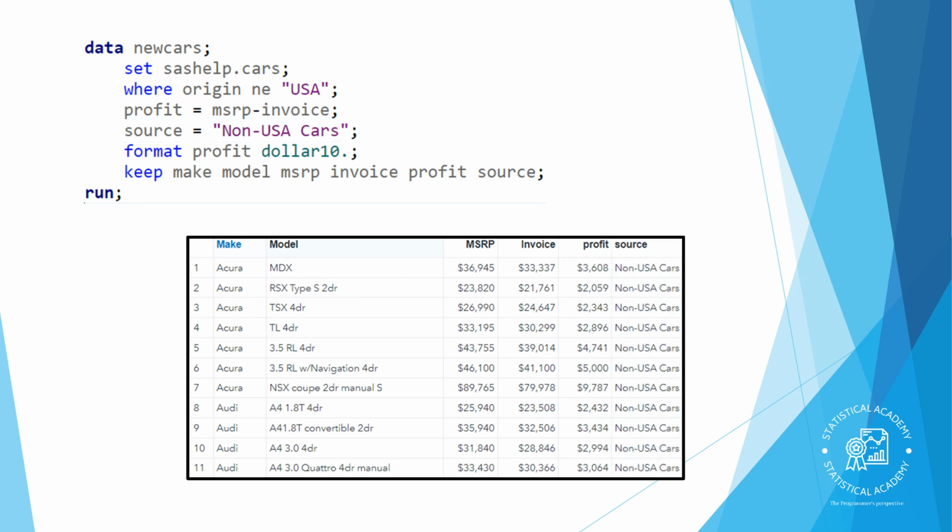Without a keep statement, the output dataset would include all variables. But because there is a keep statement, you must list the new variables and whatever other variables that you want to include, so that they are included in the new cars dataset.